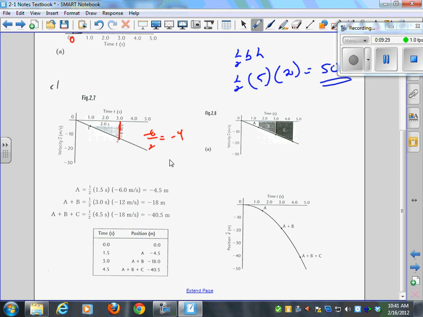They get a slope of -4, and that's going to be meters per second squared. And we're on page 41.